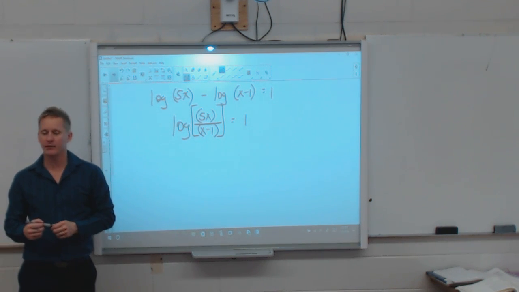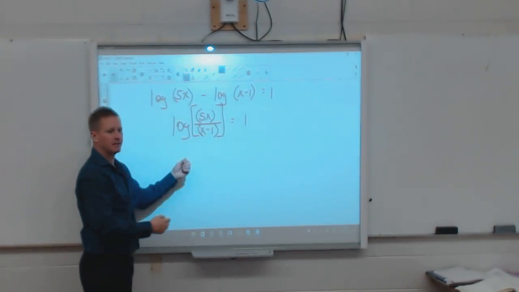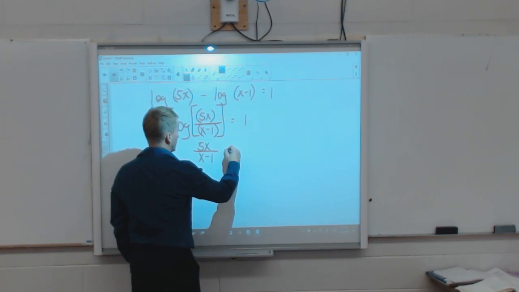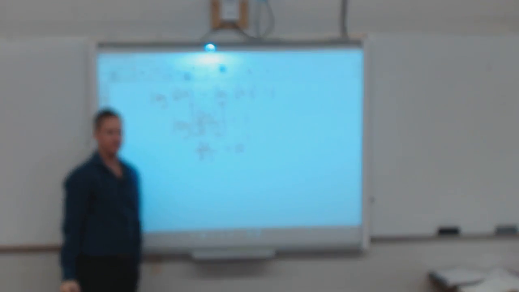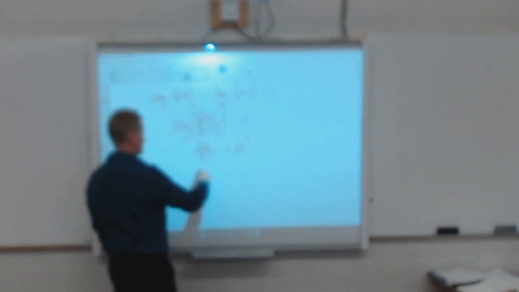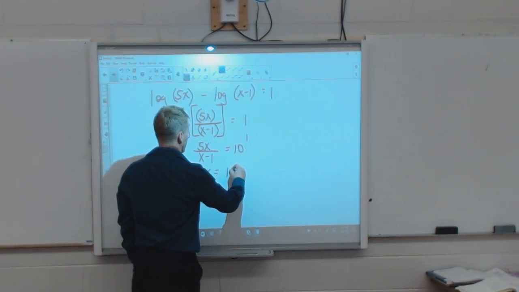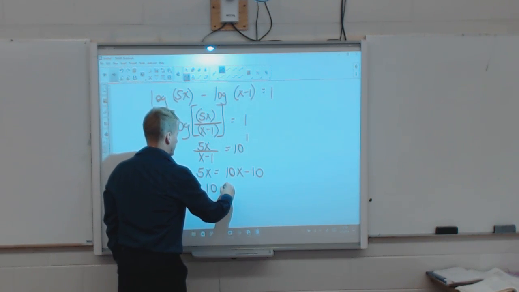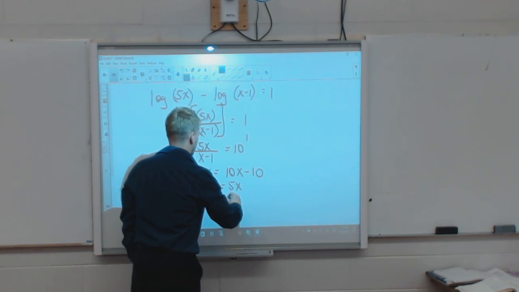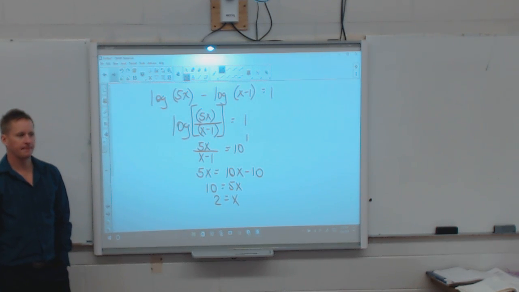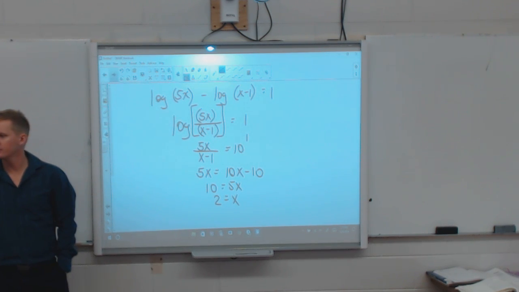Yeah, we're going to change it to exponential, right? So what is my base here again? 10. So I've got 5x over x minus 1 is equal to 10 to the 1. Right? Multiply x minus 1 up, I get 5x is equal to 10x minus 10. 10 is equal to 5x, x is equal to 2. Okay, so far? Any questions so far? Okay.